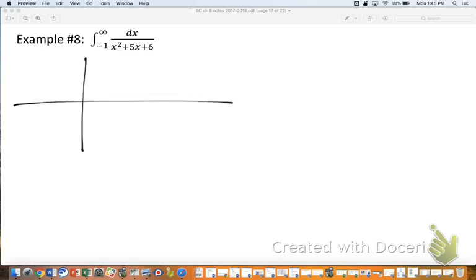So at -2, there's a vertical asymptote. And at -3, there's another one. So let's see here. Does it look like this, didn't it? Am I right, Emma? And then it did this, right? And then here. So that's what the graph of 1 over x squared plus 5x plus 6 looks like.